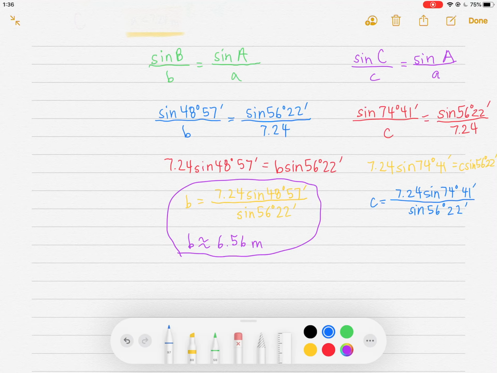So 7.24 times sine of 74 degrees, 41 minutes, divided by sine of 56 degrees, 22 minutes. According to my calculator, c is approximately 8.39 meters.